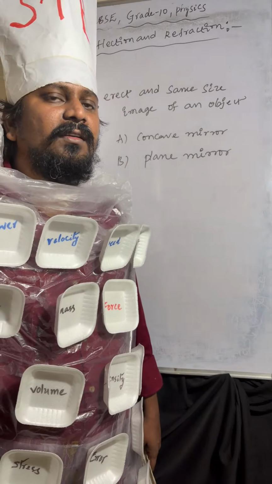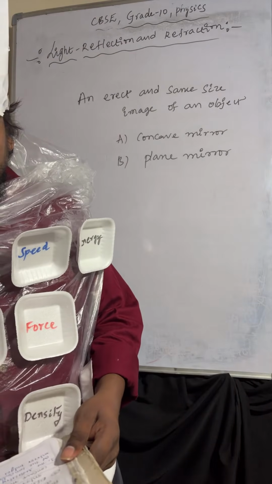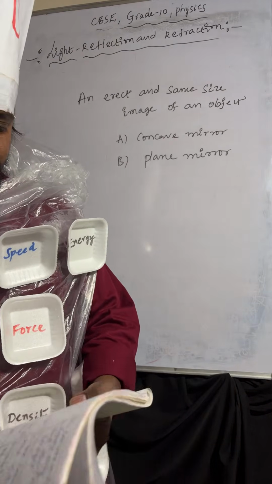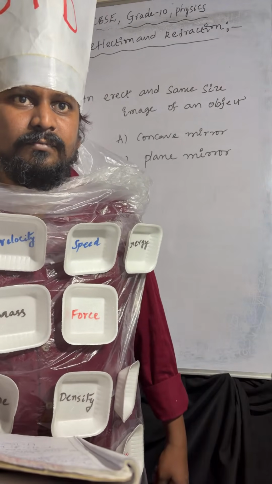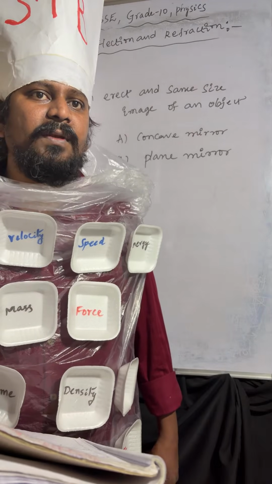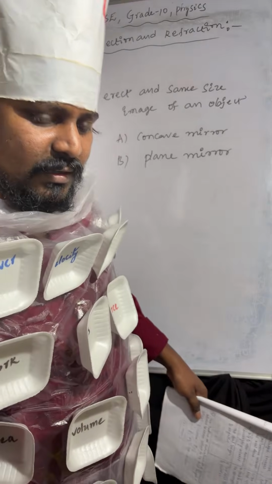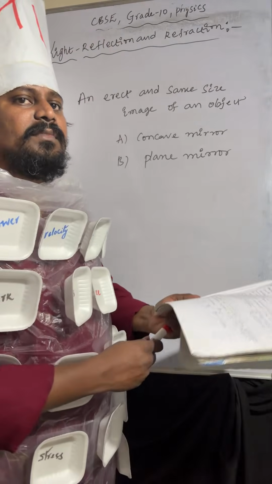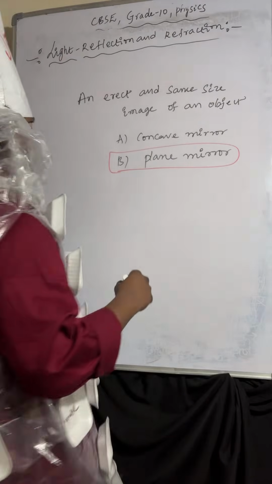So what is the answer? Concave mirror, convex mirror, plane mirror. The answer is plane mirror. An erect and same size image will form on a plane mirror. So this is the answer.